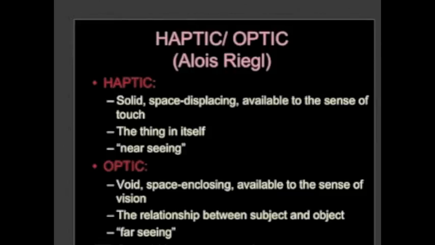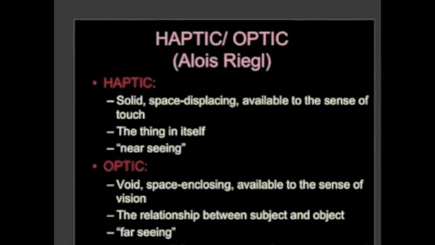Optic is a term that was introduced by an art historian called Alois Riegl, a 19th century, early 20th century art historian. And he said that this was what antiquity was really interested in. Antiquity was really interested in representing external objects as clear material entities. So the notion of deep space would make that harder to do. So it was all about the haptic.